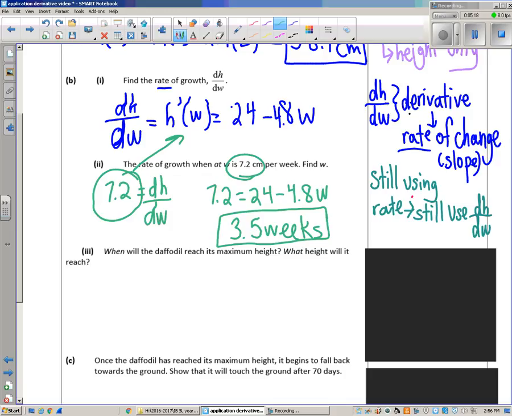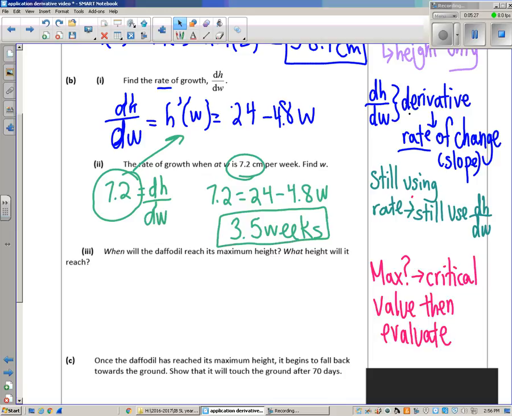So that's part B. Part 3 of the question is now asking, when will the daffodil reach its maximum height, and what height will it reach? So if I want to know when the daffodil reaches its maximum height, this kind of goes back to the warm-up you started your homework with. If I want a maximum, I use the derivative to help me figure that out. The derivative gives me a critical value, and that critical value will help me evaluate and figure out where the maximum should be. So when they're asking when will the daffodil reach its maximum height, really what they're asking here is what's the critical value?